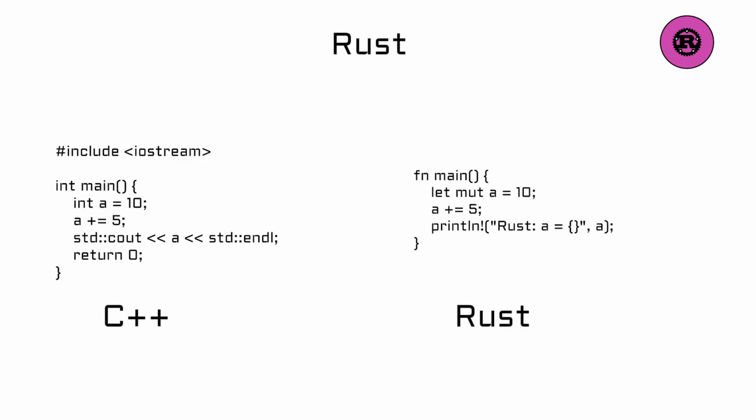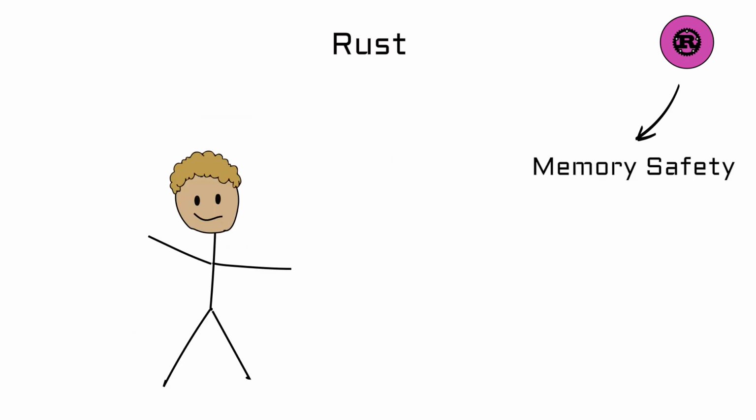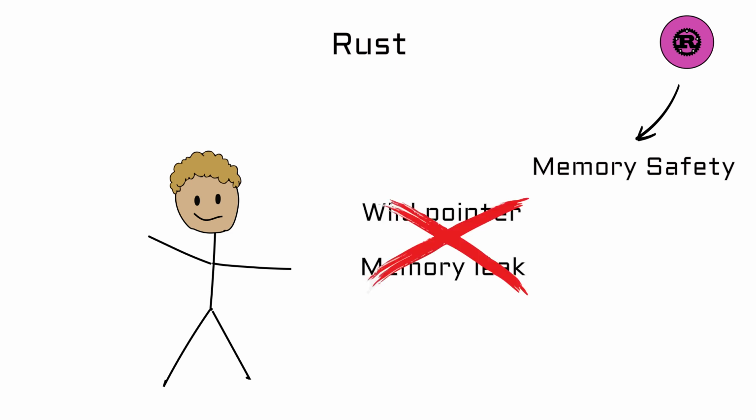Rust. It looks like C++ and runs just as fast, but Rust's main selling point is memory safety. You simply can't write wild pointers or leak memory, no matter how hard you try. It also has excellent multi-threading support. The catch? Learning Rust means you spend plenty of time locked in a battle of wits with the compiler.